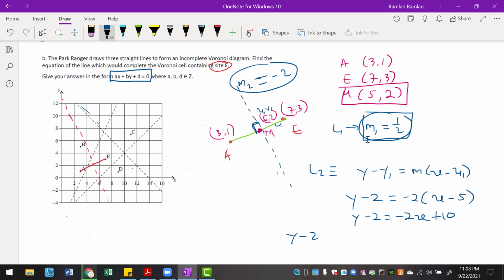So we get y minus 2, and then minus 2x becomes plus 2x, plus 10 becomes minus 10. That is going to be equal to 0. So I can combine these two because they are like terms. Minus 2 minus 10 is minus 12. So I can write down 2x plus y minus 12 equals 0.